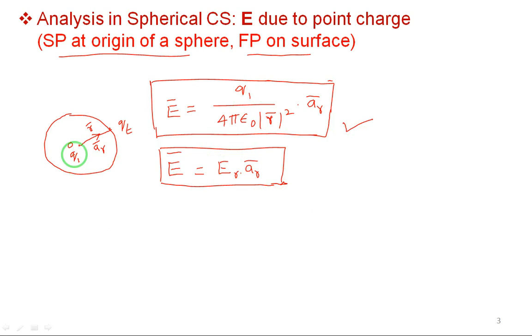If I consider the source point at the origin of the spherical coordinate system, this is the source point and this is the field point. SP stands for source point, FP stands for field point. You should be very much clear. Source point is responsible for generation of the electric field, and the field point is where I want to find out the effect of the electric field at that particular point due to the source.